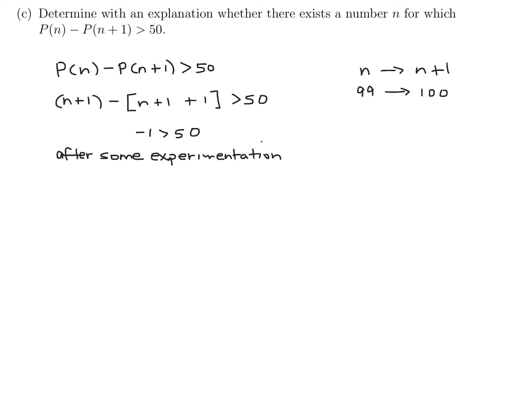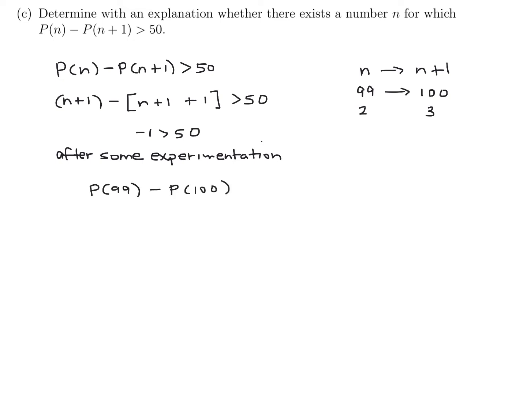If n was 99, n plus 1 would be 100. This is 2 digits. This is 3 digits. If the number of digits changes, then we have a good chance. So let's try it. What happens? Let's try this with 99. P99 minus P100.